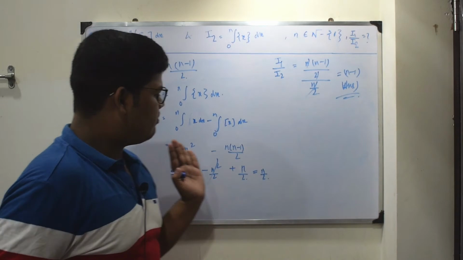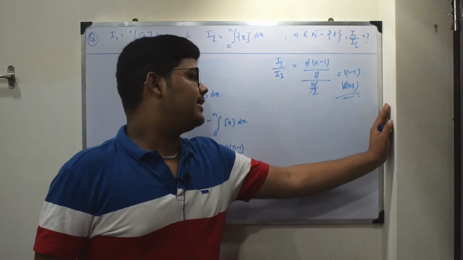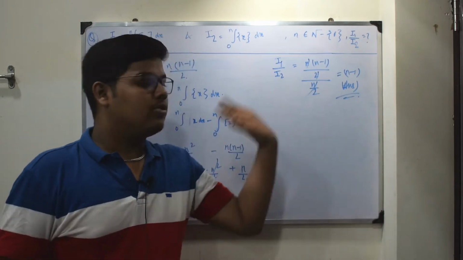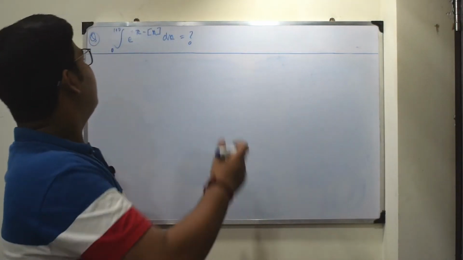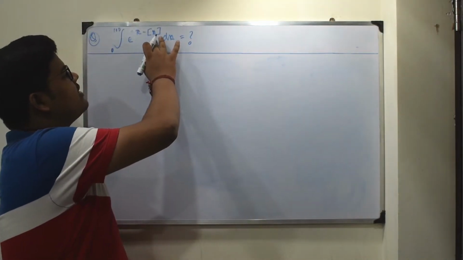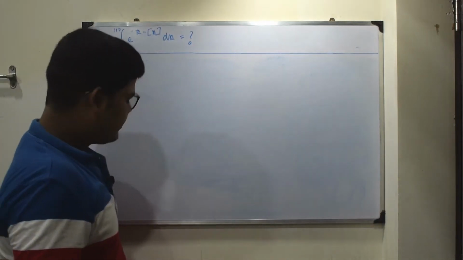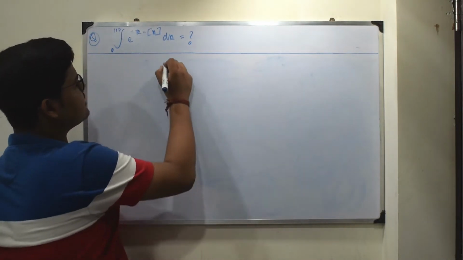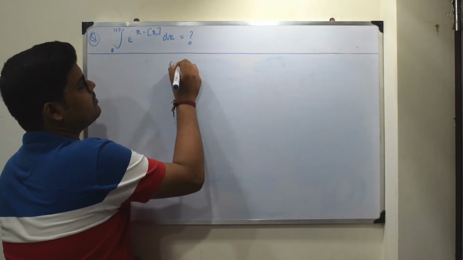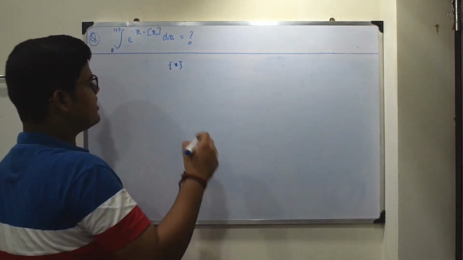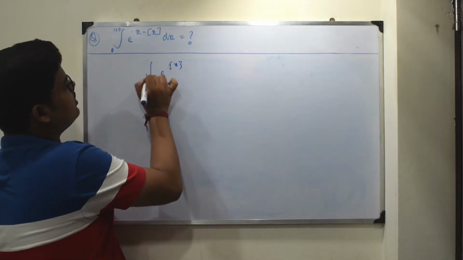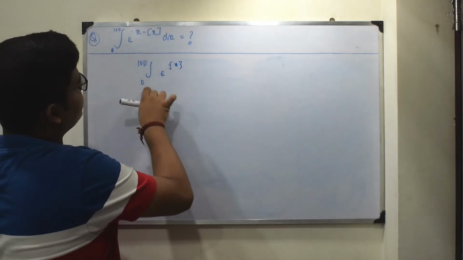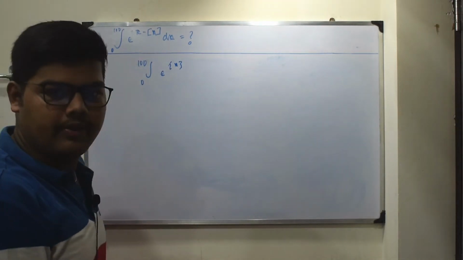I am first continuing with integration, and then I have some questions from different topics like binomial theorem. Let's go to the next. This question: integral of e to the power x minus greatest integer function of x dx. We already know that x minus greatest integer function of x is simply the fractional part of x. Last question we discussed that. So they have asked to integrate e to the power fractional part of x from 0 to 100.